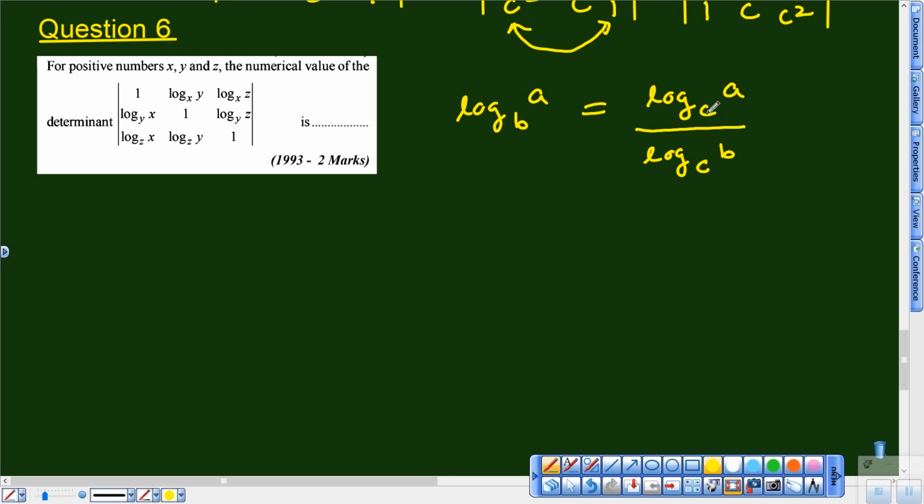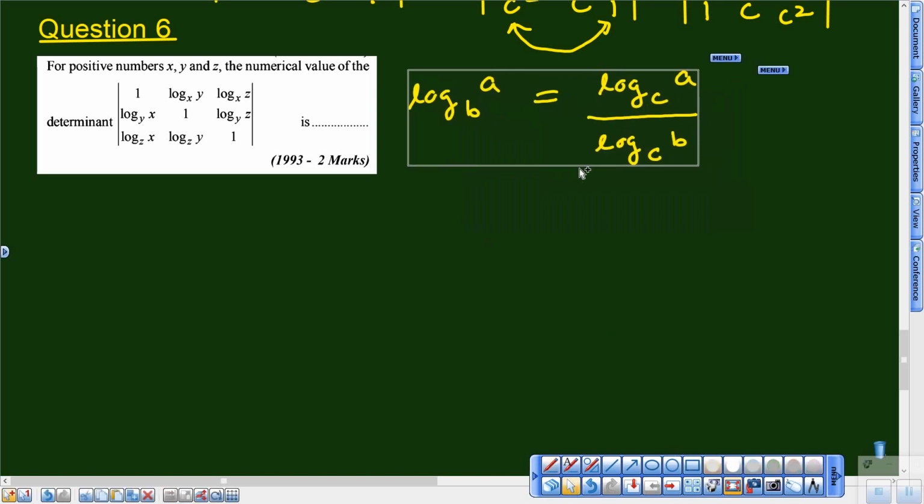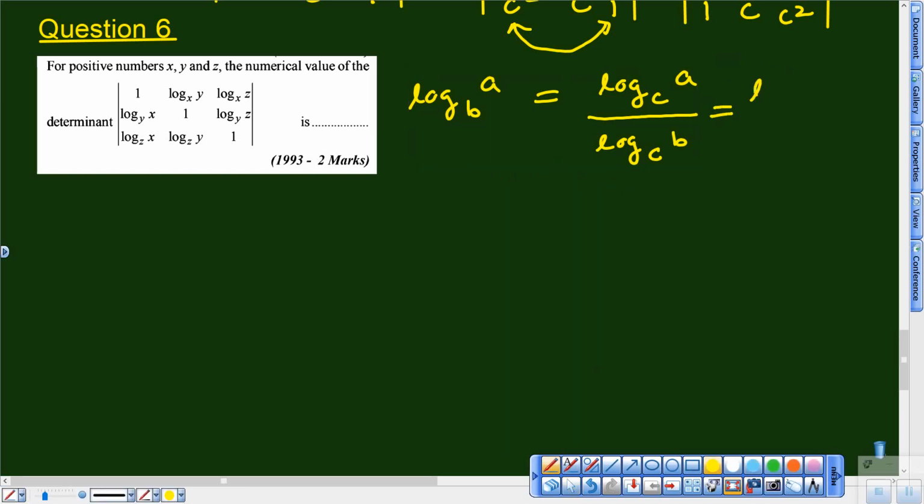which is neither 0 nor 1 nor negative, because base cannot be 0, 1 or negative. Any new base can be introduced, and the original argument of the log will be the log in the numerator, and the base of the original log would be the argument of the log in the denominator. If I introduce the base, let's say e, a special number as you know, it can be written as log a to the base e upon log b to the base e, where e is nothing but 2.71828.